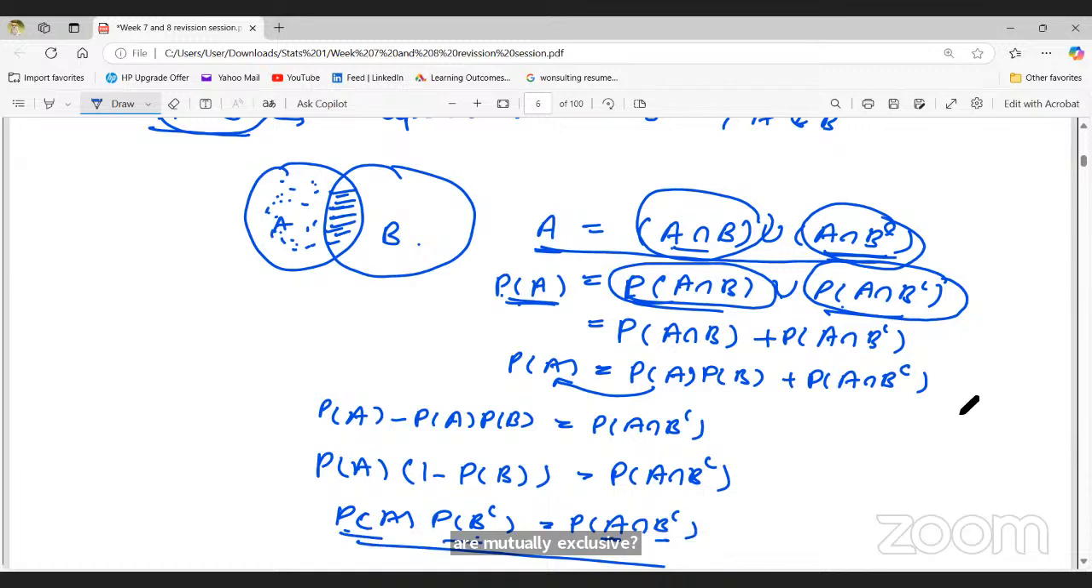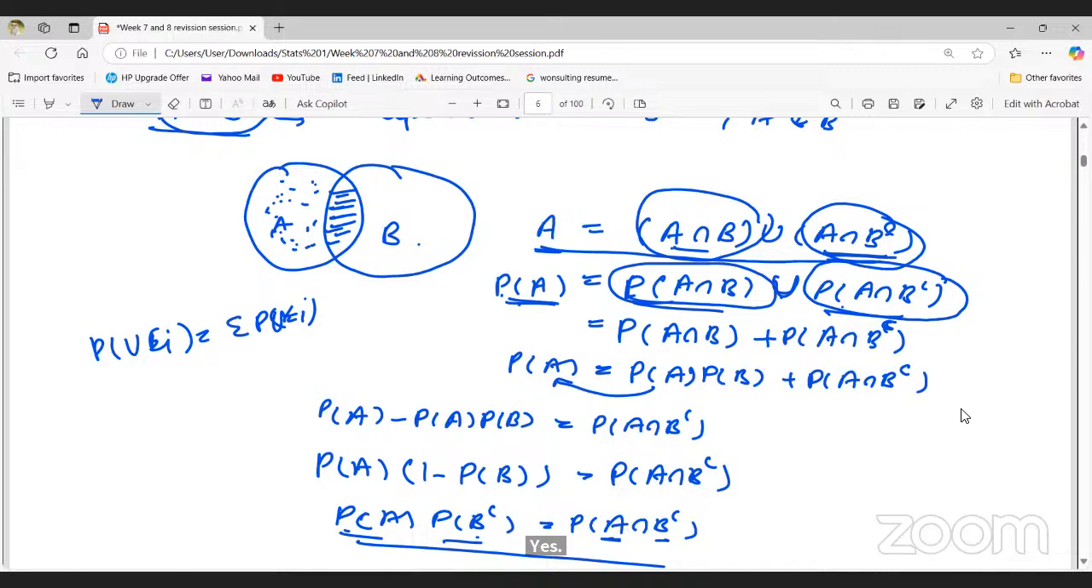Yes, ma'am, as they don't have any common point, they are mutually exclusive. Now I can write, so you know that from axiom 3, probability of union of some events is equal to the summation of probability of Ei. So I can write it as probability of A intersection B plus probability of A intersection B complement. Yes, ma'am. Correct.